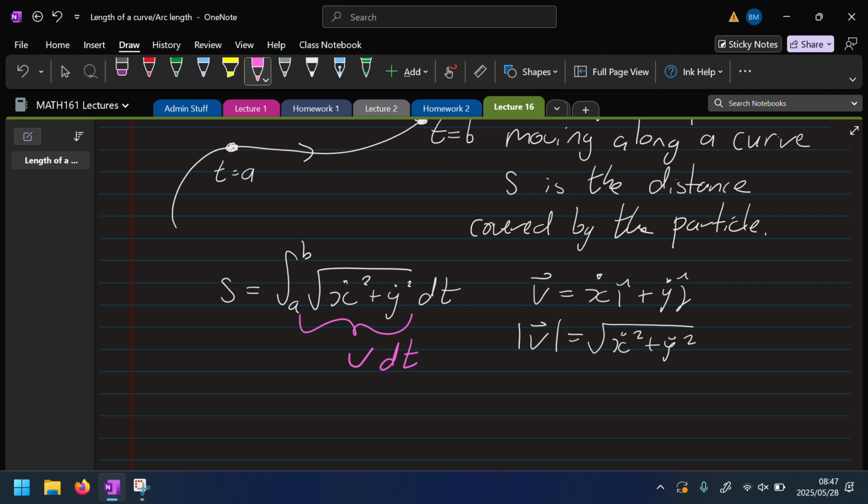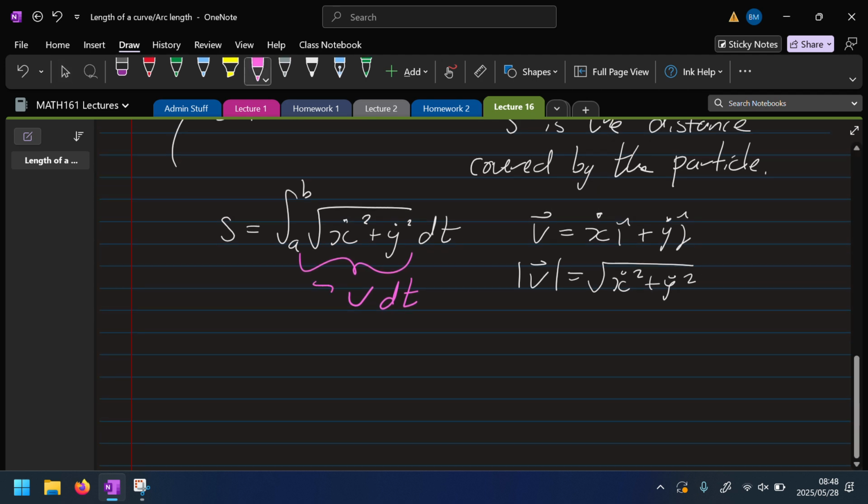So again, this root of x dot squared plus y dot squared, you can think of that as the speed of the particle multiplied by dt. That's the little bit of distance covered. Speed times time is distance. And then you're just adding it all up.